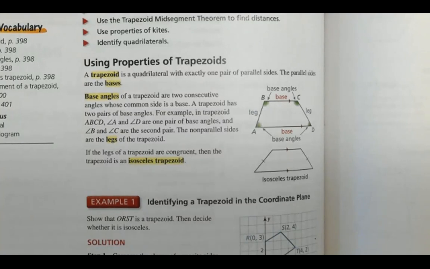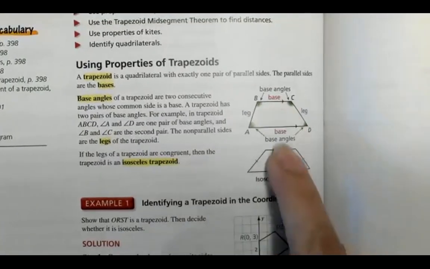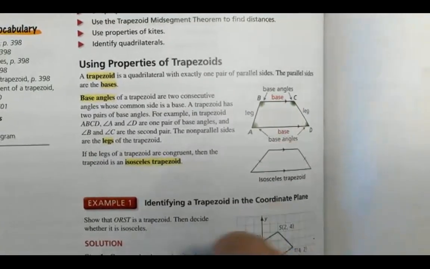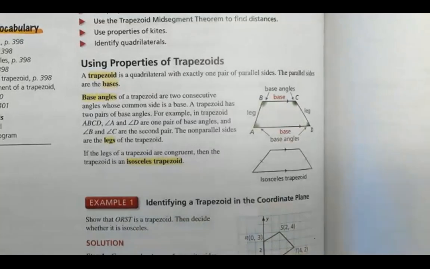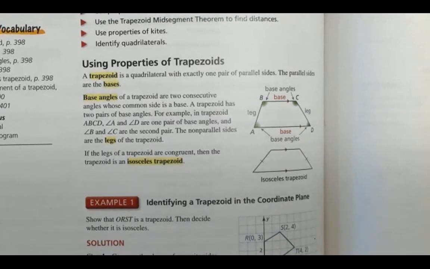So one thing that the trapezoid has to have is one pair of parallel sides. So we have to have one up here and one here. Now it could be turned sideways, but trapezoids have exactly one set of parallel sides, and those are called your bases. What's on the side is called your legs, just like we did in triangles. We had the base and the legs. Here in trapezoids, we have two bases and then the two legs on the side.